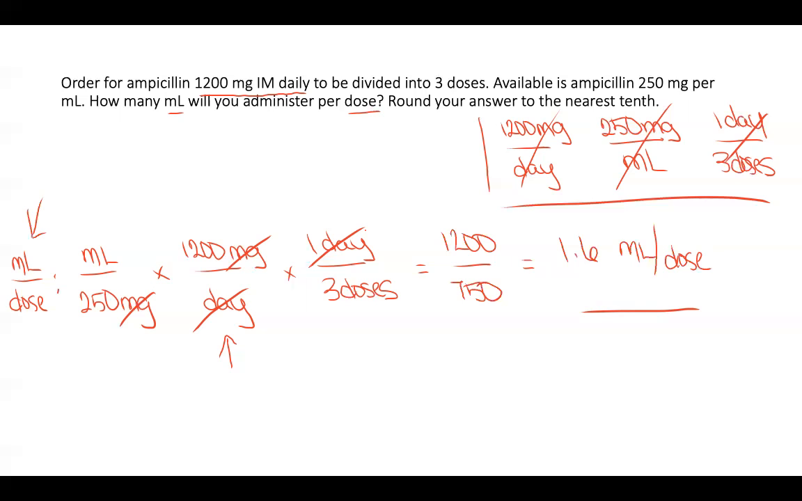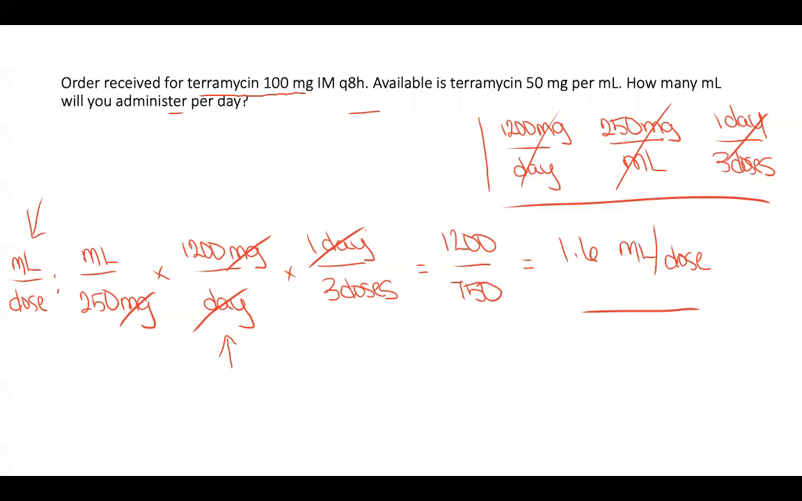So we're going to do 2 more. And then we're going to finish off this video and give you a chance to practice. Okay? All right, let's look at another one. This order reads, you have received an order for terramycin 100 milligrams IM Q8 hours. Available is terramycin 50 milligrams per milliliter. How many milliliters will you administer per day?